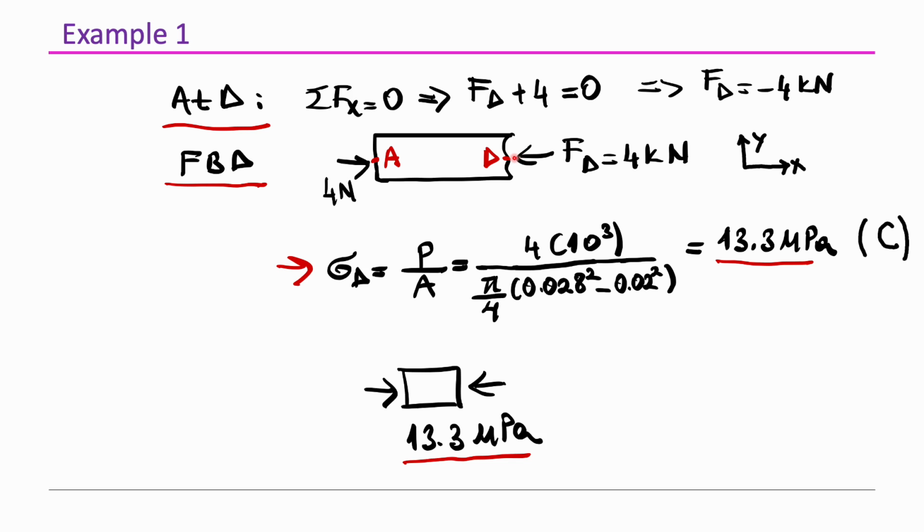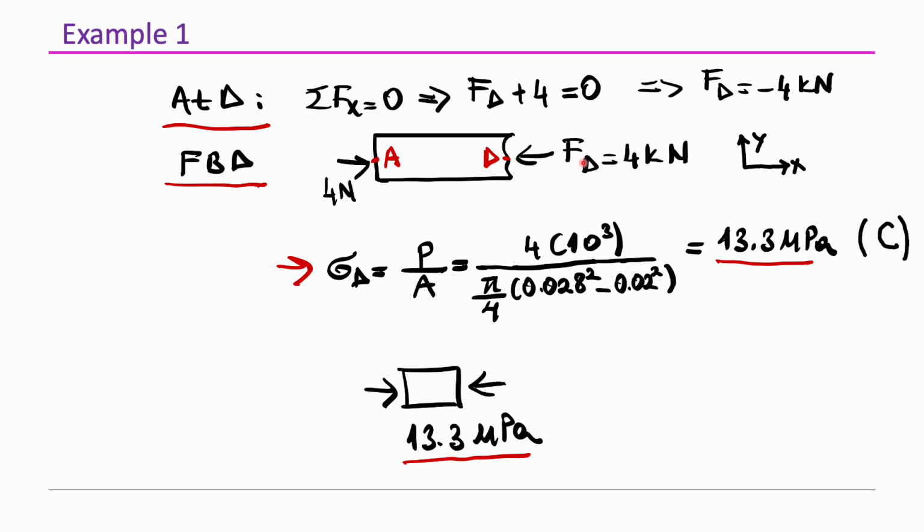acting at point D is equal to negative 4 kN. This indicates that this force is acting along the negative x direction. As the next step, we can determine the normal stress acting at point D. This normal stress is represented by sigma D, and it is equal to P over A. P represents the normal internal force Fd here.